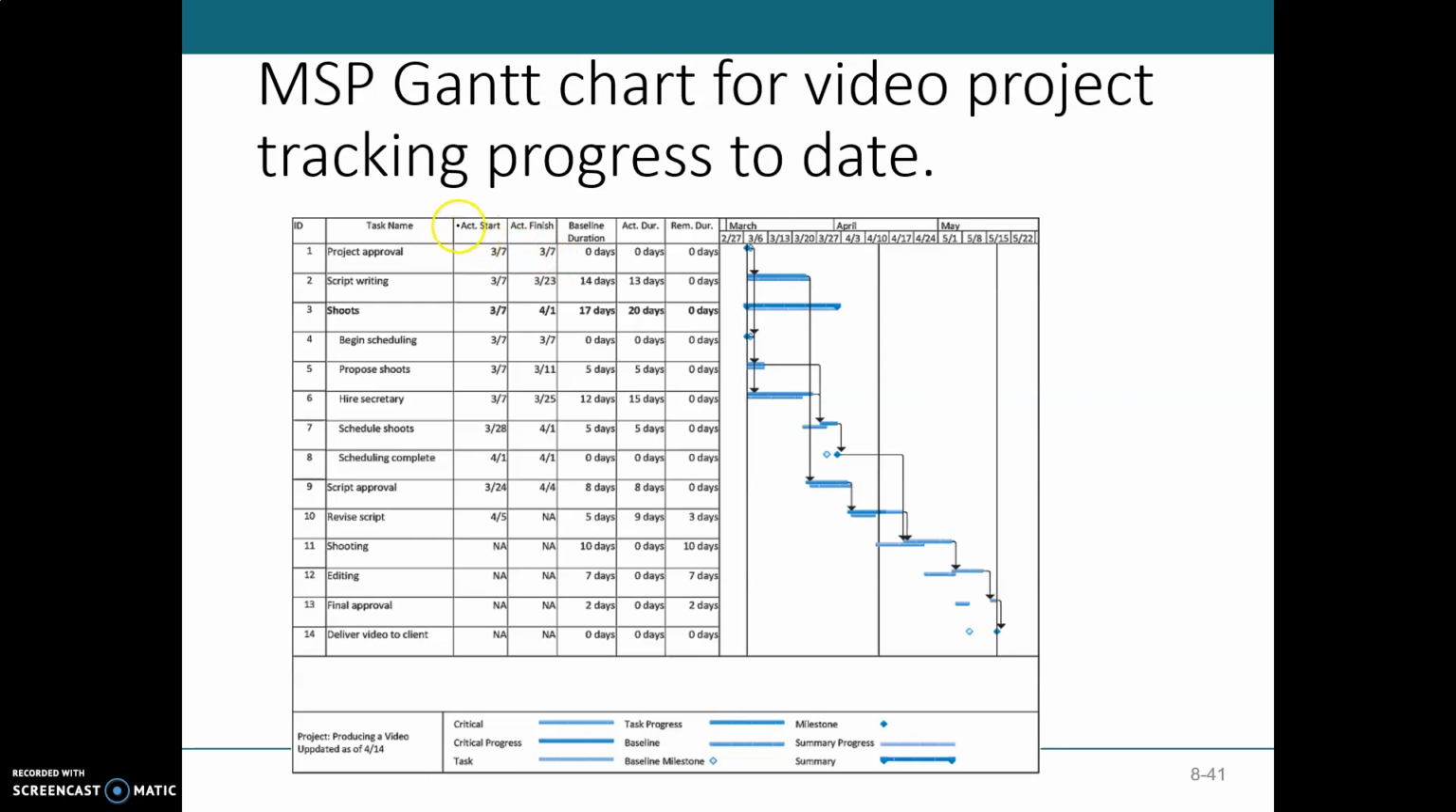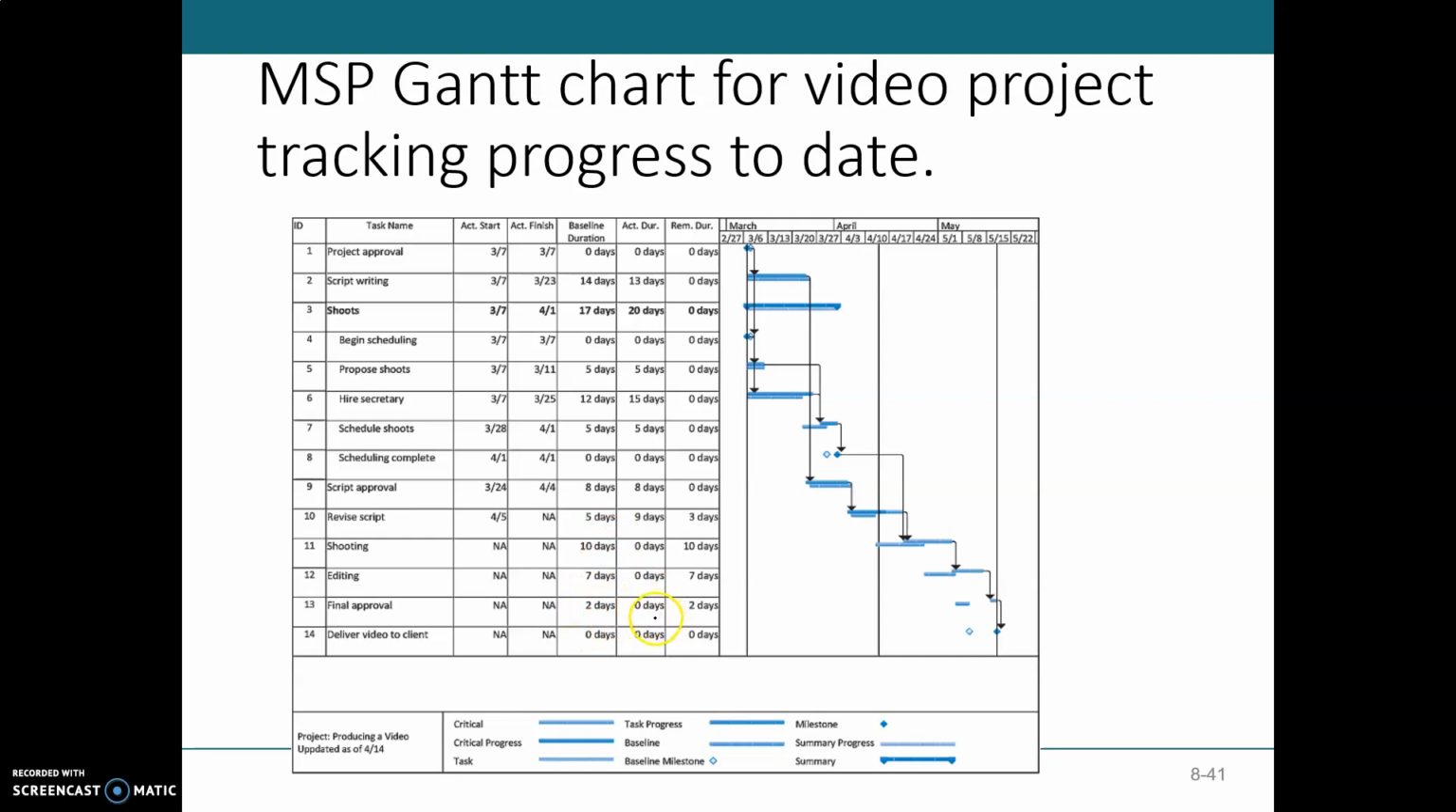and you can see that the columns over here are now different. Instead of start, you have the actual start column, and similarly the actual finish column over here. So we need the actual start and actual finish dates for the activities to establish a tracking progress schedule. Similarly, you will have the remaining duration for each of these activities.